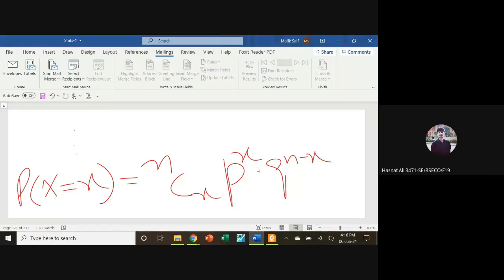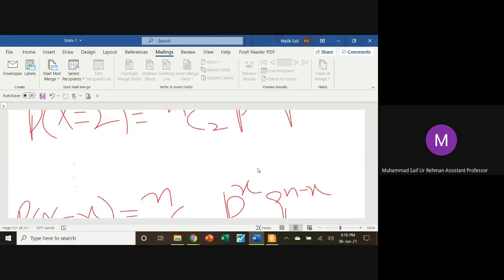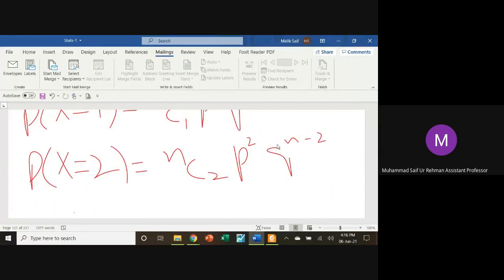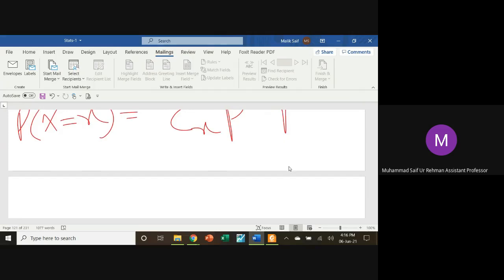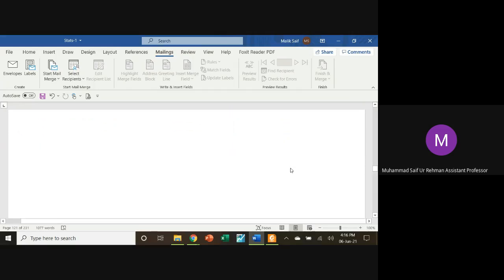Yes, clear. Because when it was 2, it was 2, 2, 2 here. When it was x, so x is there, x is there, x is there. So this is the binomial probability distribution formula. Fine. So now this formula is very, very useful.